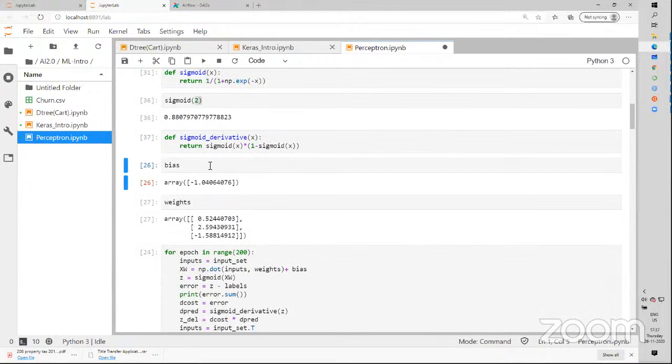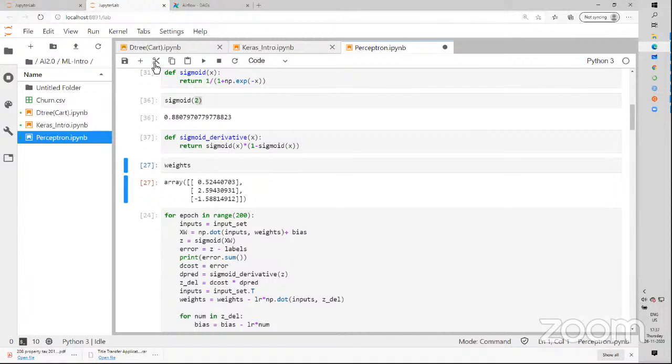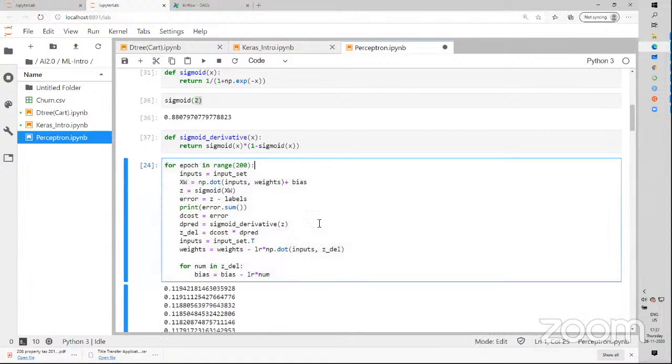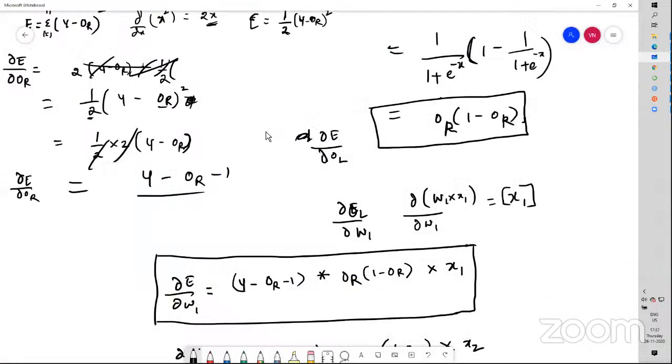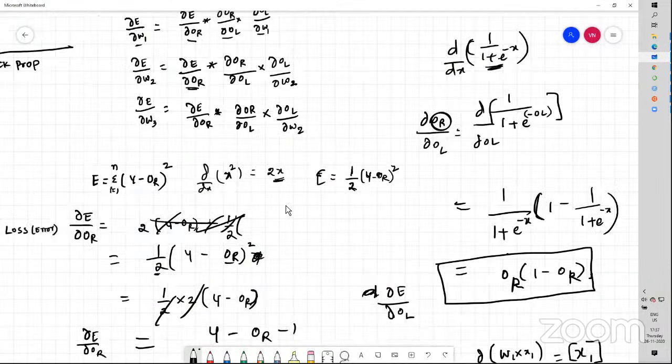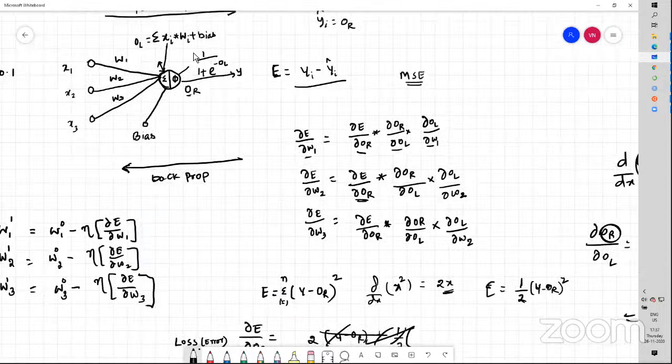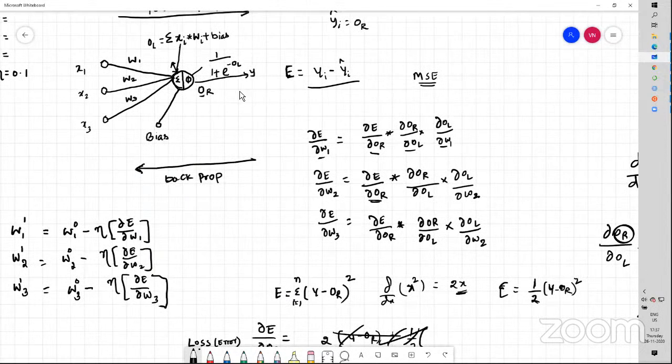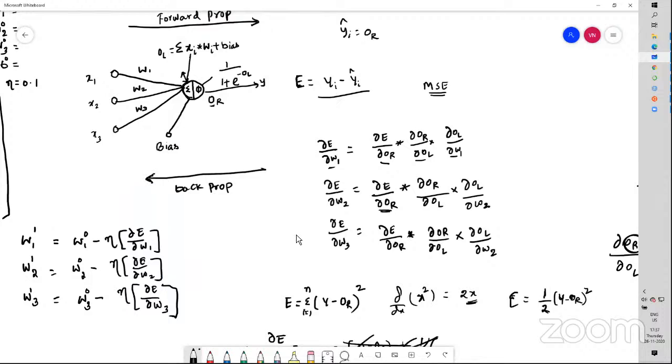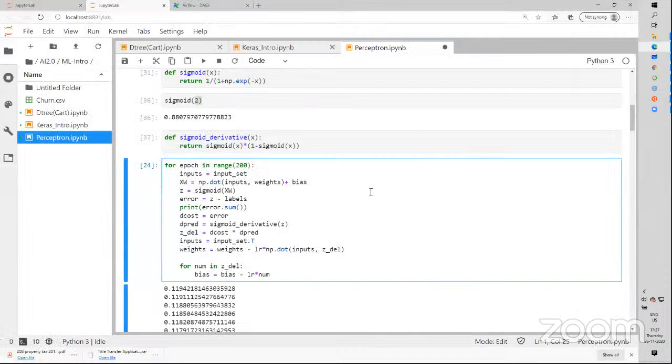This is not required, let me delete these things. Here we are going to write a loop in which all these things are going to happen, including the forward propagation as well as the backward propagation. So this is the forward propagation part and this is the backward propagation part, and that's going to happen inside this loop.